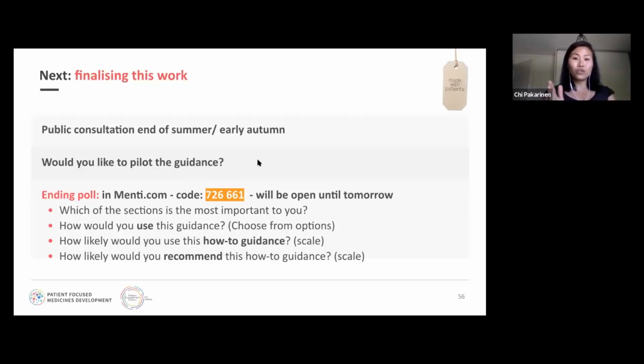Last questions for you, the audience. We'd like to know which of these sections that you heard of would be the most important for you. Which of those do you think are the most useful for you? How would you use this guidance? With the team, we came up with a couple of options, and you can choose from those options. And how likely would you be to use this guidance? We have a scale from 1 to 10. You can glide the scale there. And how likely would you recommend this how-to guidance, knowing what you know today?